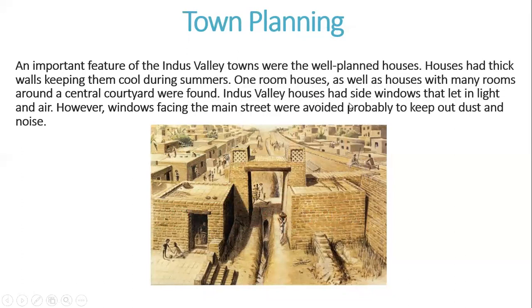Indus Valley houses had side windows, and that let in light and air. However, windows facing the main street were avoided, probably to keep out dust and noise. Do you see? There were sewage plants, there were systematic houses built, people moving. Everything was planned in a very advanced way. The ancient Indians of the Indus Valley civilization were the first to build planned cities, with advanced technology of water supply and sewage as well, right?